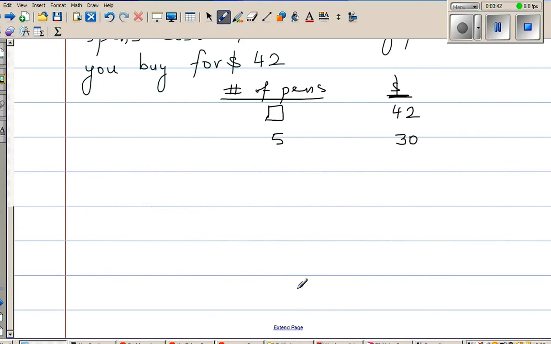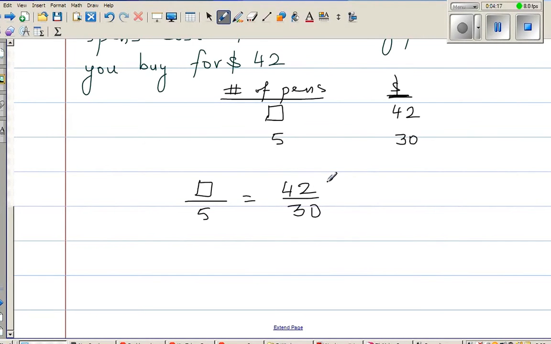Now most of you can do this without this. You can go like this. Well, if you can buy 5 pens for $30, you can buy 1 pen for $6. So you know the answer is 7. So how do you get it? Because if you go 42 divided by 6, you get 7. So I can write this like this. So this is the ratio of this. So I can say dash over 5 is equal to 42 over 30.